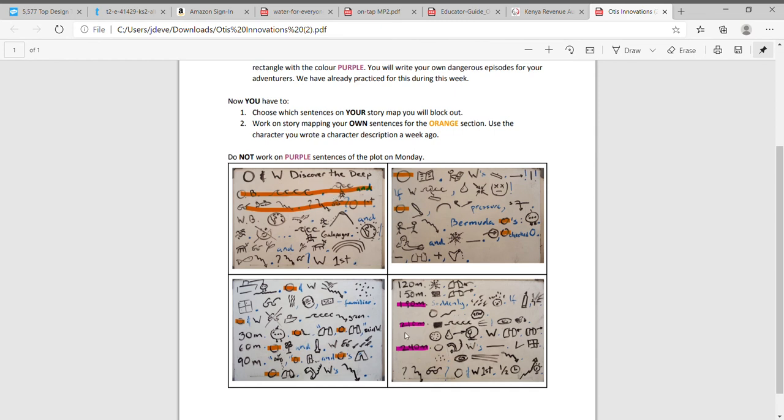The purple, we will work on Monday. Today, work on seeing what you're going to block away and what are you going to innovate in instead.